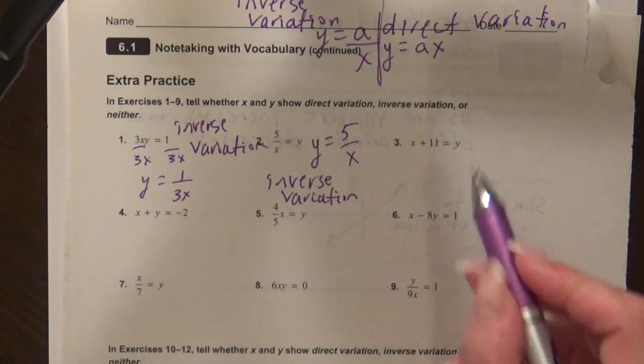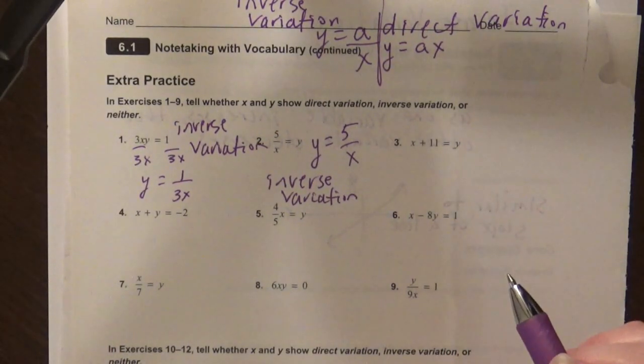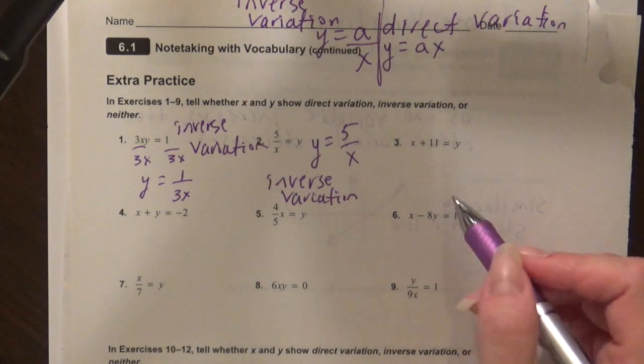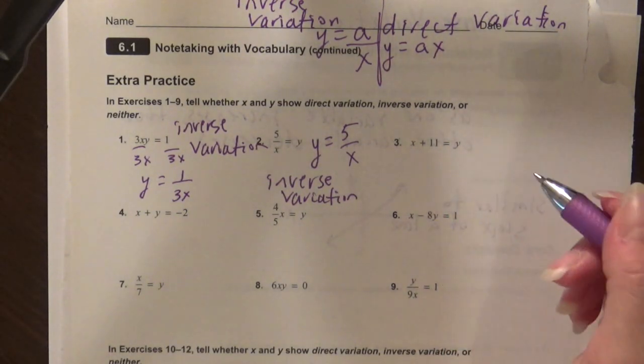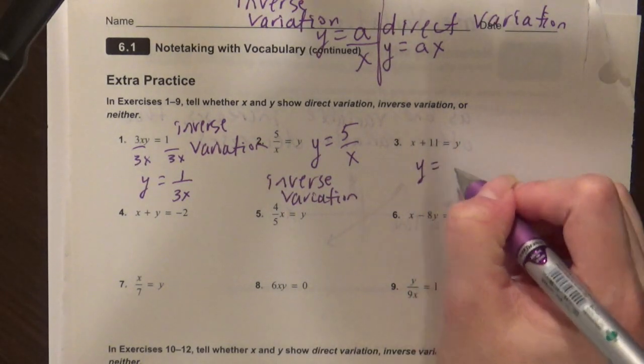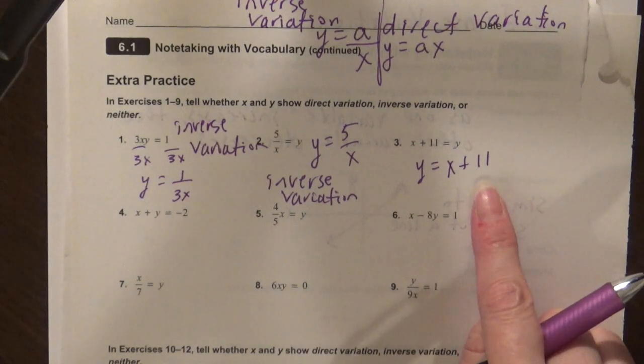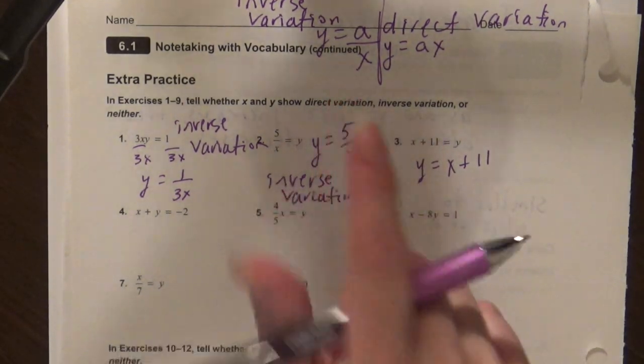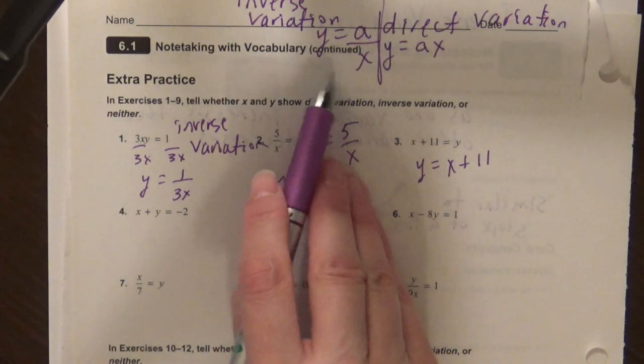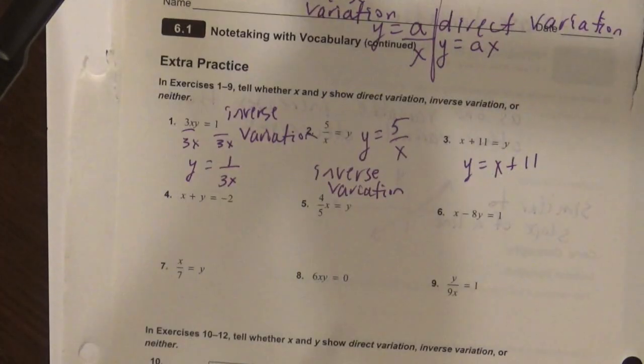Number 3. It needs to be solved for y. So x plus 11 equals y. You can think of that as y equals x plus 11 if you want to. But because of this additional term out here where we're adding 11, this does not fit the definition of inverse variation that we saw on the first page.